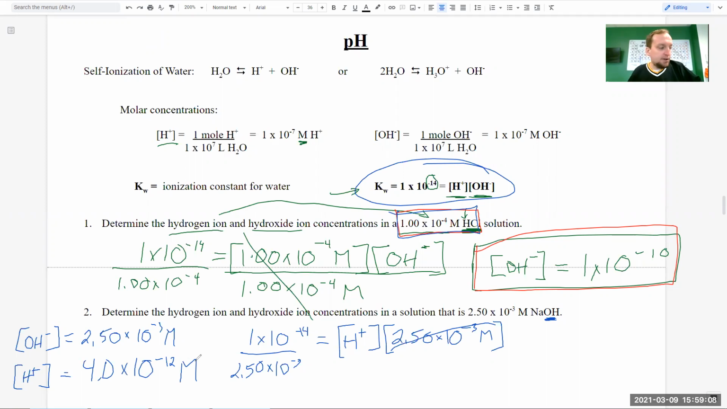All right, guys, there we go. That's how you're going to calculate the concentration of one ion if you're given the concentration of the other ion. Again, as long as there's just one proton in the acid and there is just one hydroxide in the base. And that's all there is really to it.